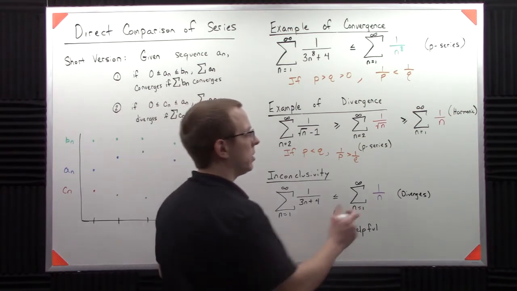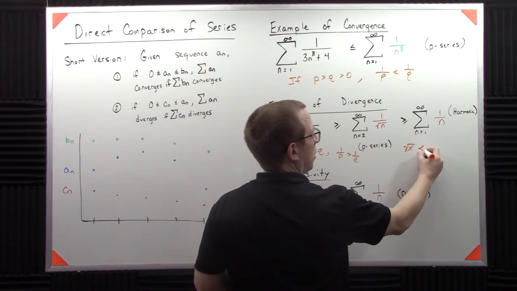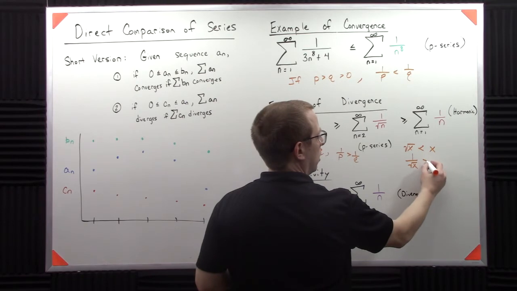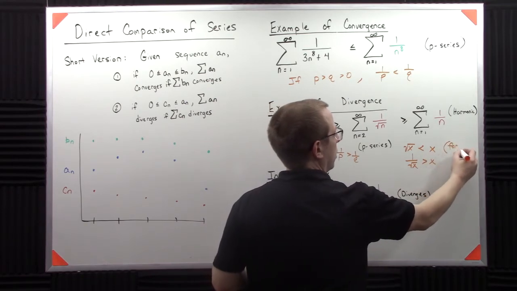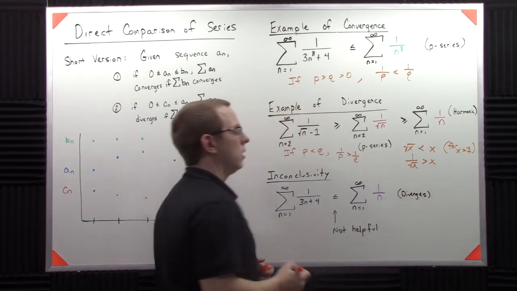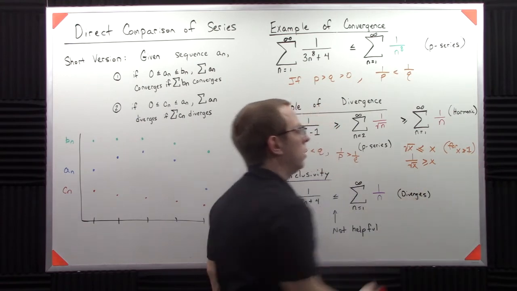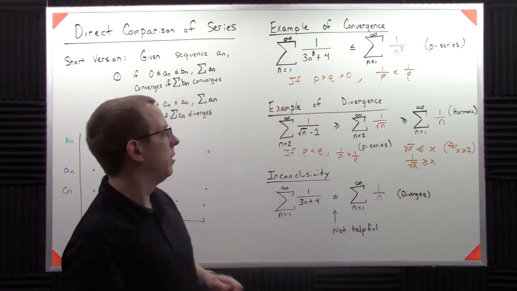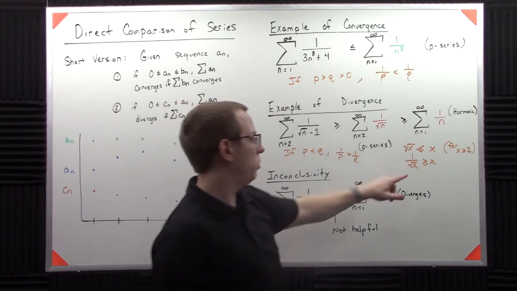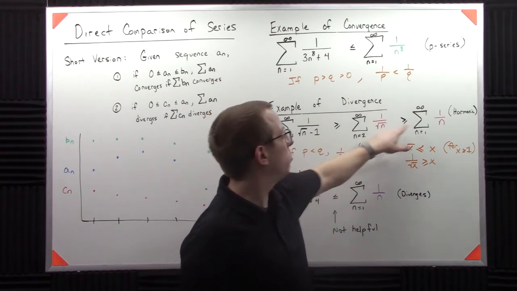Again, that's because for x greater than or equal to 1, the square root is less than the actual value. So then you have the reciprocal relationship, which gives you this.